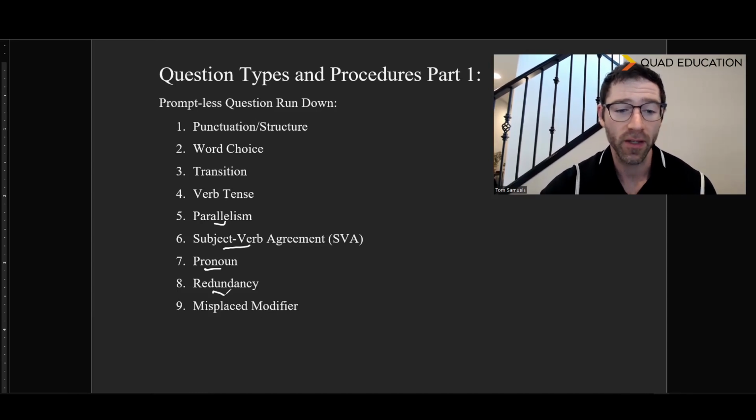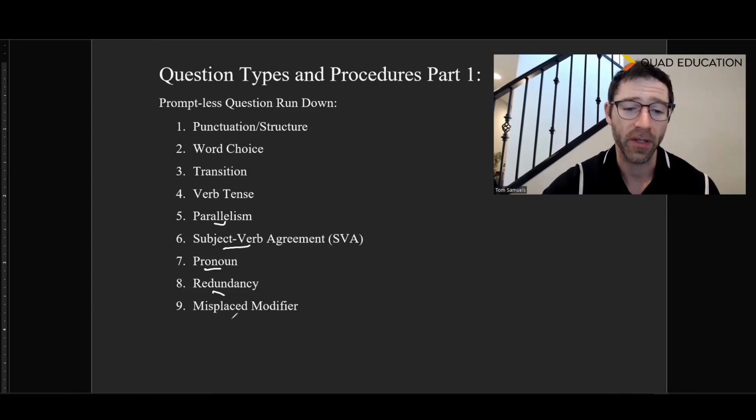Next, we have redundancy, and redundancy just means unnecessary repetition in the context of an English passage. In the real world, redundancy is when two things serve the same purpose, and sometimes in the real world, redundancy is good, but on the test, redundancy is never what we want. And then finally, we have misplaced modifier.